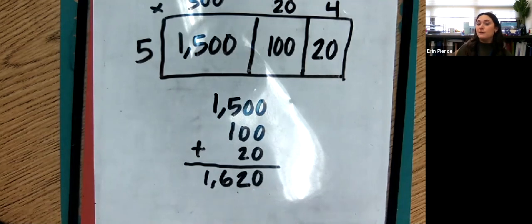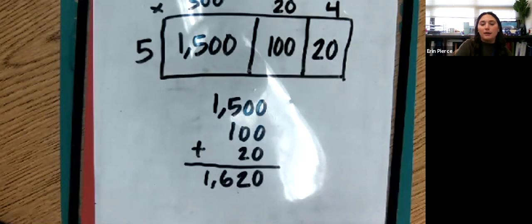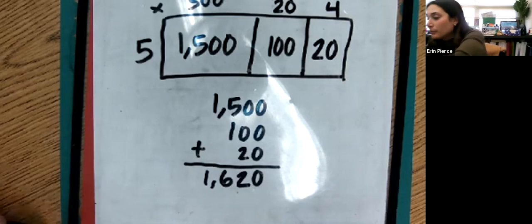So I go to my slide. 5 times 324 equals 1,620. And I write that in my slide. And look, we've already got slide 3 completed. Okay, I'm going to erase my board. Go ahead and go to the second slide.